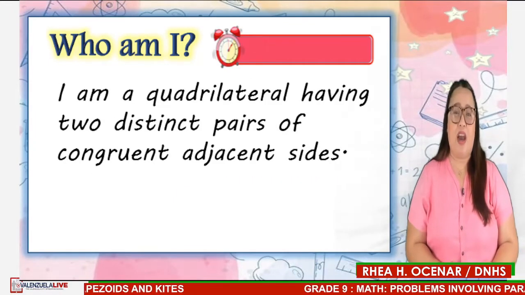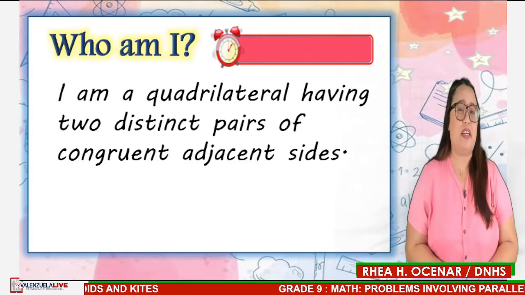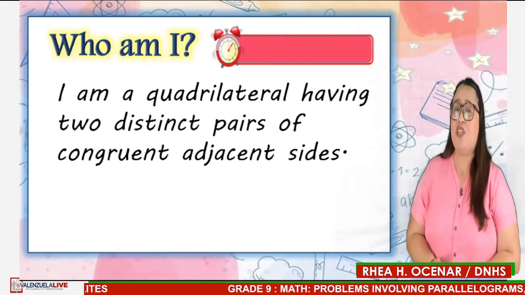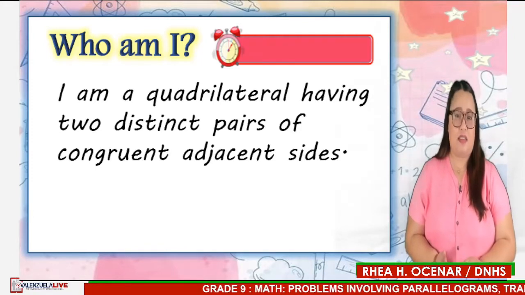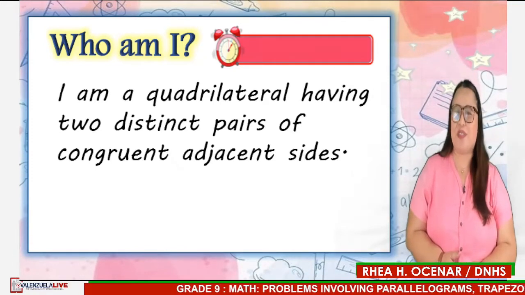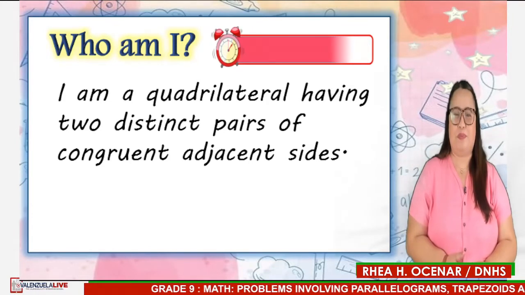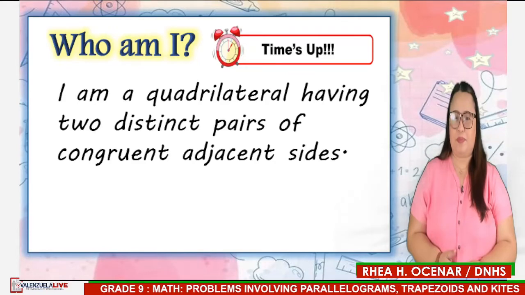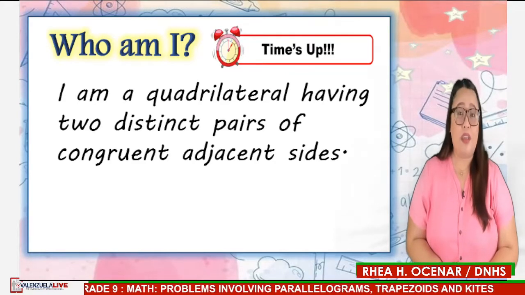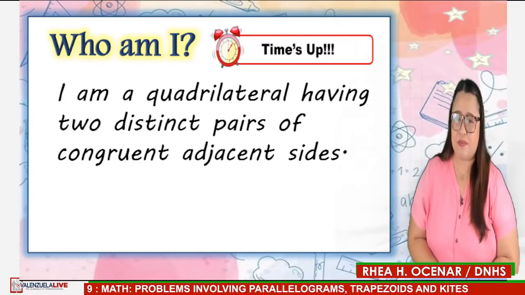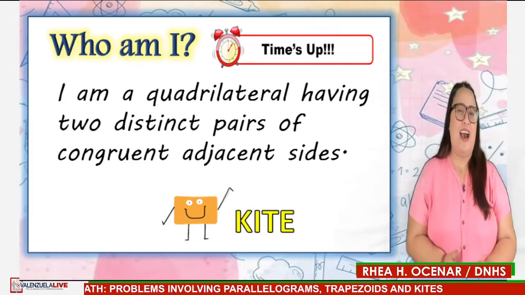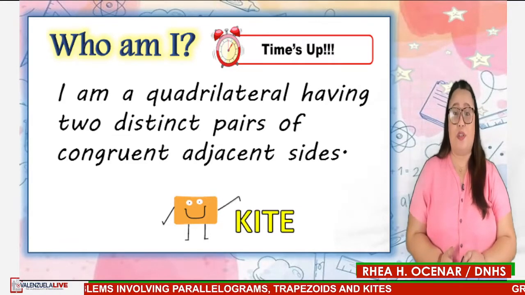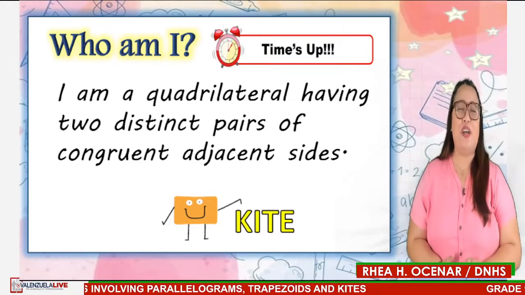Who am I? I am a quadrilateral having two distinct pairs of congruent adjacent sides. Key in now your answer. Time's up. The correct answer is kite. If you got 7 correct answers, you are now ready to learn our next lesson.